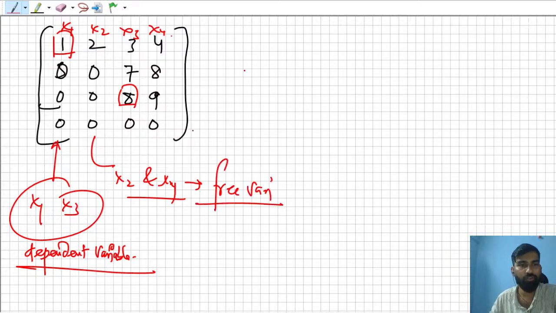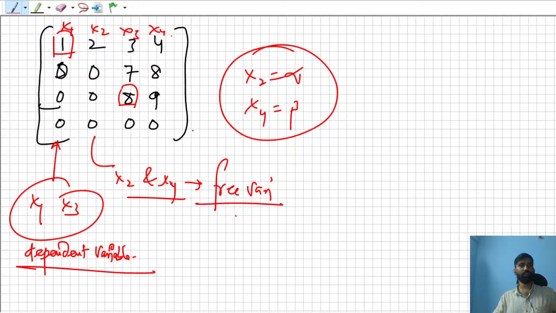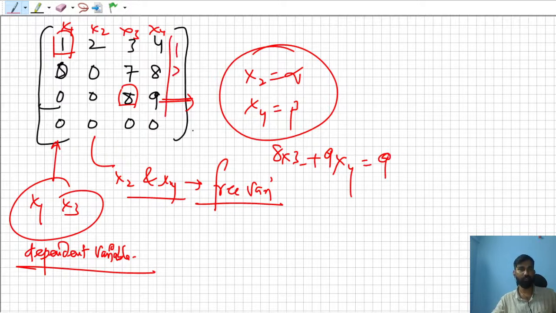Now what you have to do is take x2 equal to alpha and x4 equal to beta. Now you can write everything. From this you can write 8x3 plus 9x4 equal to something, suppose 9 is there. Here also 1, 2, 3, something is there, like this. So you can apply it and get the answer. I think this makes sense.